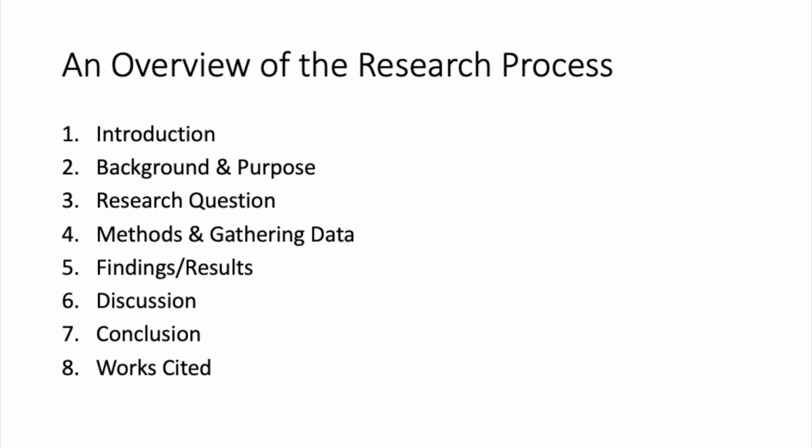As a quick reminder, the basic parts of a research project include the introduction, the background or purpose information, the research question, the methods used or taken, the findings, some type of discussion, and a conclusion. So far, we have addressed the introduction, the background or purpose information, and the research question. In today's video, we will be exploring the methods section of the research process.